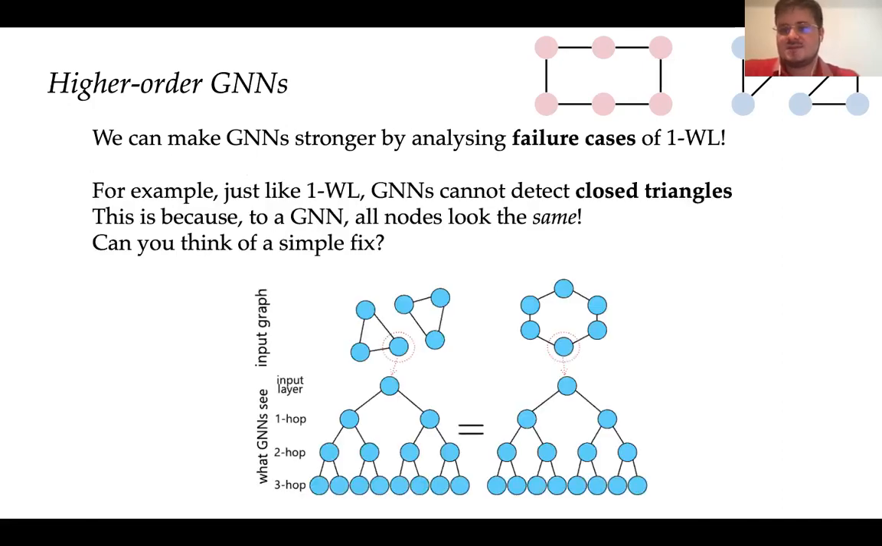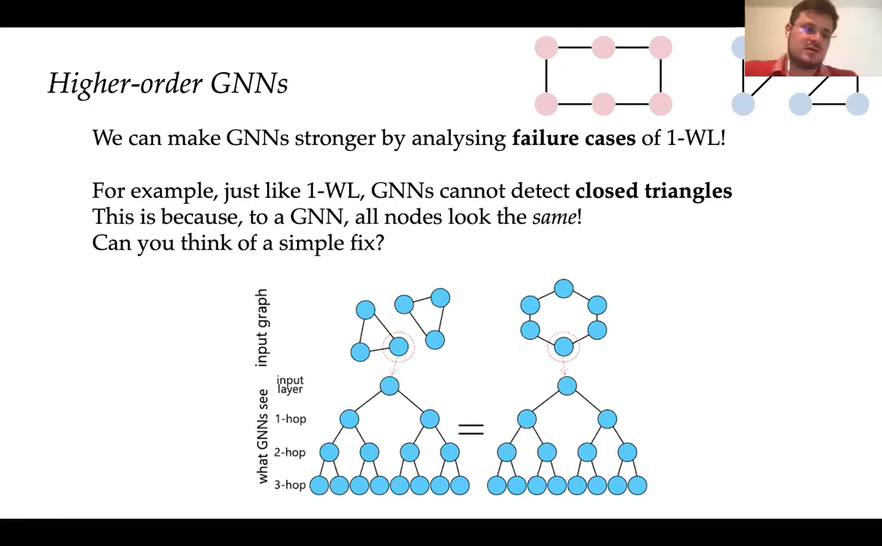And specifically, GNNs cannot detect closed triangles, because if you look at the specific case and the perspective of what a GNN sees in a particular node's neighborhood, they will see exactly the same neighborhoods with exactly the same cardinalities. So to the GNN, all the nodes will look the same.